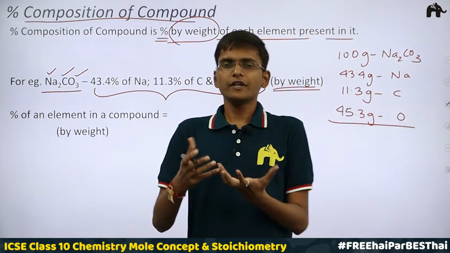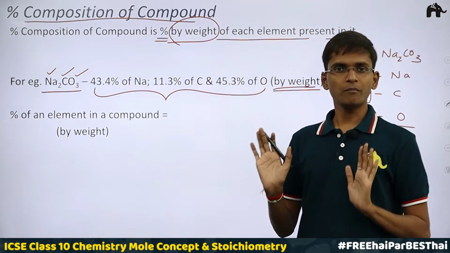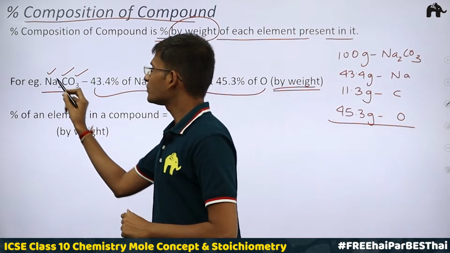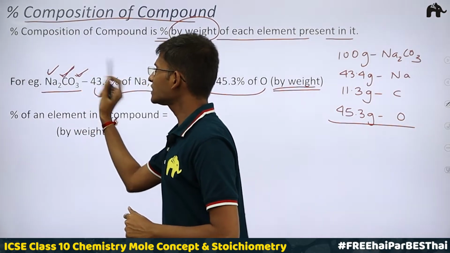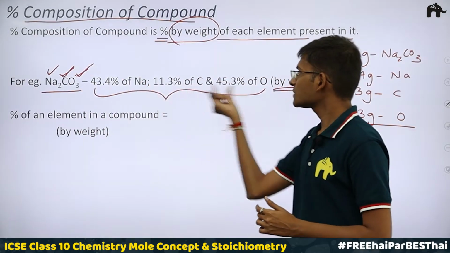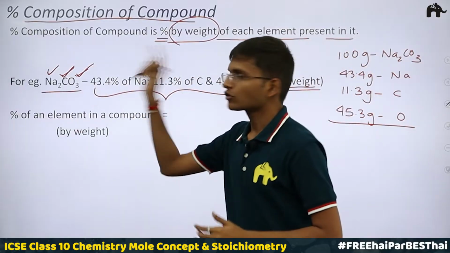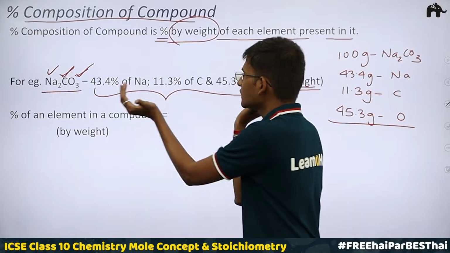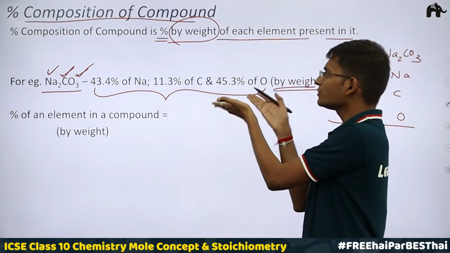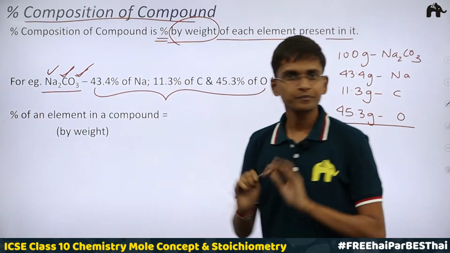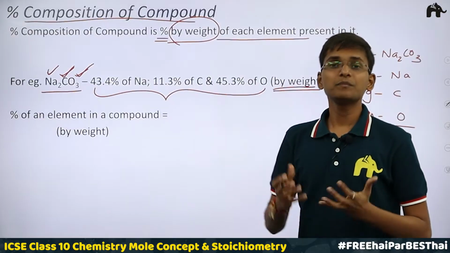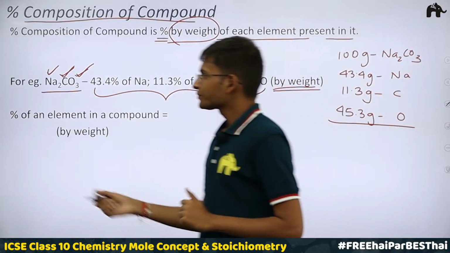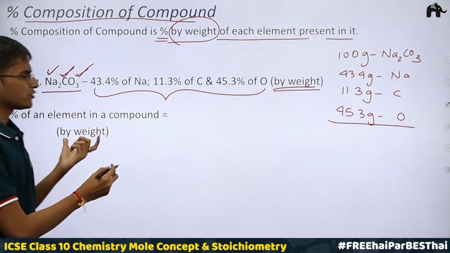Now, suppose we have to find the percentage composition of a compound. What we have to do is simply calculate the percentage by weight of each element which is present in that compound, and our job is done. After finding out the percentage by weight of each element, we would write it together and that would become the percentage composition of that compound. But now how to find the percentage by weight of each element in a compound? See, it's very simple.